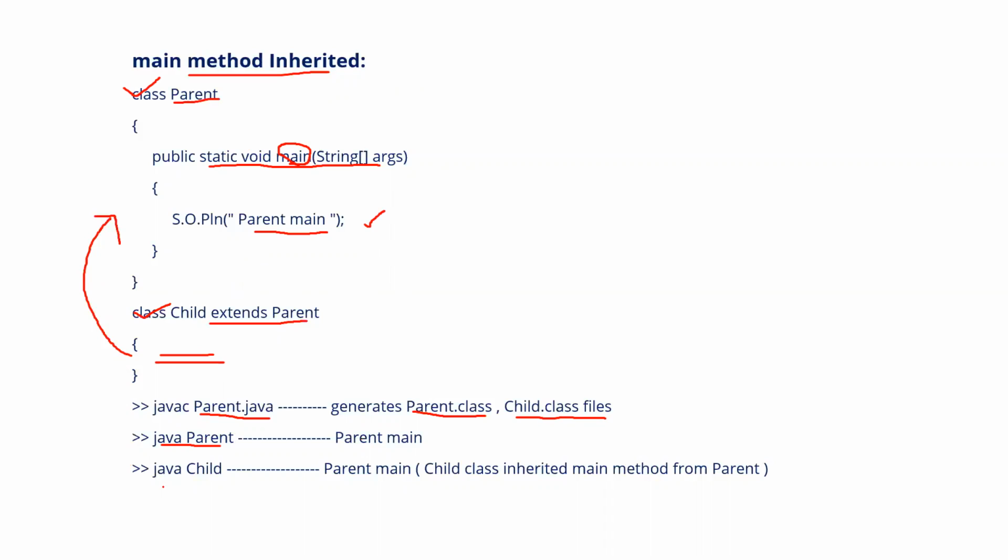Similarly, whenever I run java Child, in the child class there is no main method. Then the control goes to the parent. In the parent class, is there any main method? Yes, the main method is present. So you will get parent main. That means the child class is inheriting the main method from the parent. This is the one point you need to remember. And let me go to the next slide.